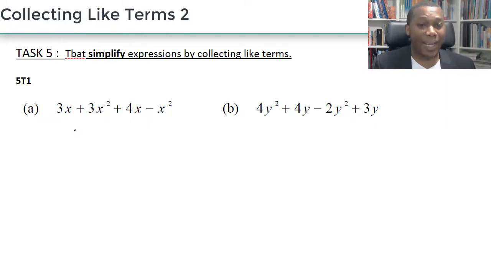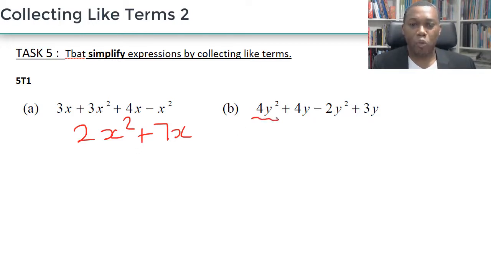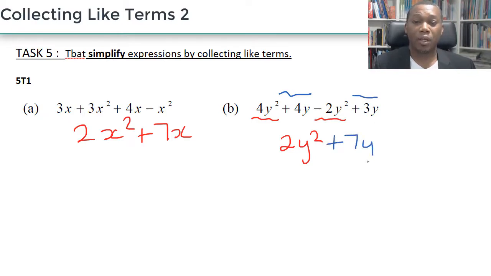Right, the answer for A, and this does make sense, is 2x squared plus 7x. Thank you very much. And let's look at B. 4y squared, take away 2y squared. I have 4y squareds, I take away 2 of them. That's going to give me 2y squared. And then plus 4y plus 3y, that is plus 7y. So your simplification is 2y squared plus 7y. That's what you should have there.